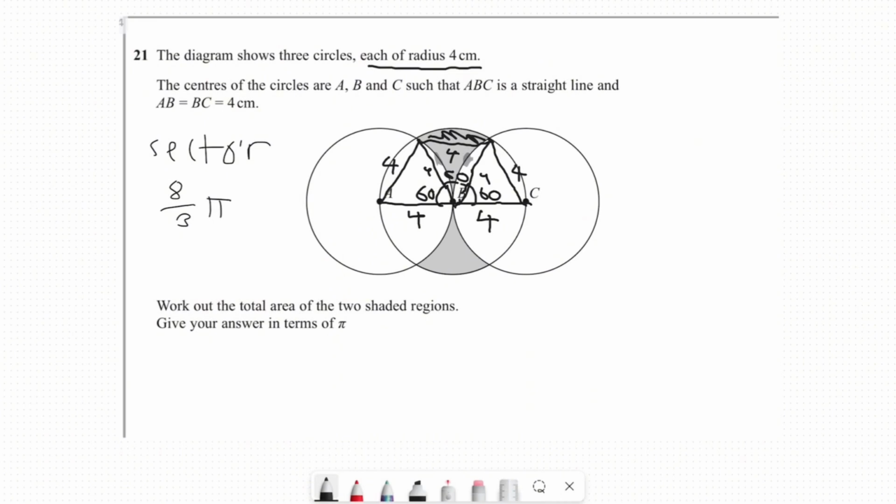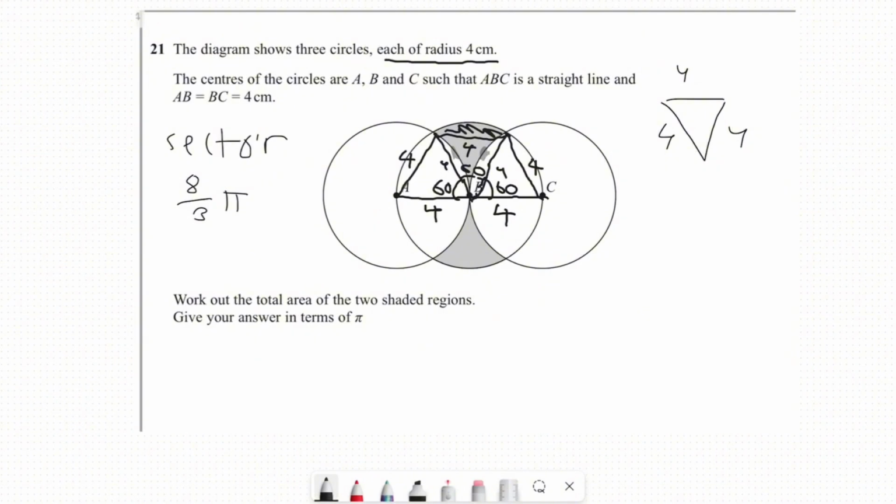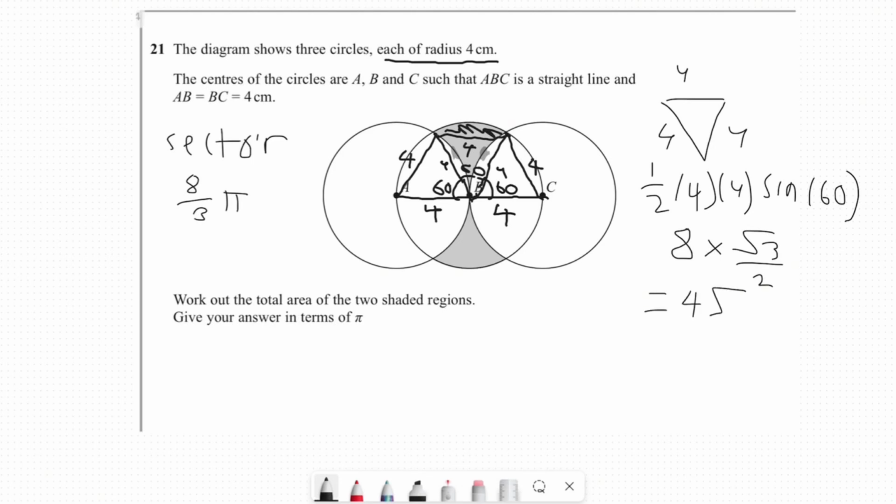So let's try and work out the area of the triangle first. So with this we can use half AB sine C, and we know A and B are both 4 centimetres. And then we've got sine 60. Okay, and then let's simplify this even further. Well, 4 times 4 is 16. Divide that by 2 is 8. And sine 60 is just root 3 over 2. And that will give us 4 root 3. And that gives us the area of the triangle.